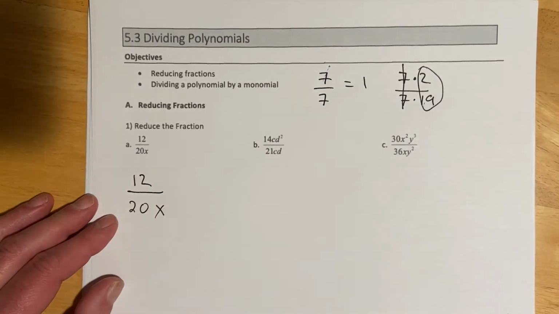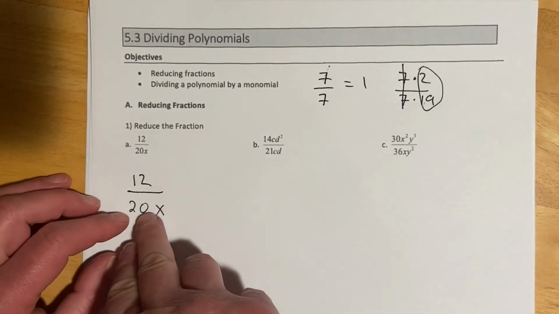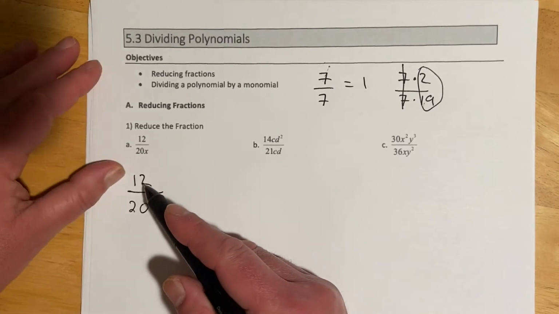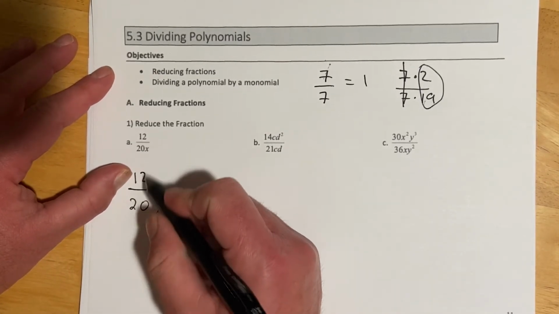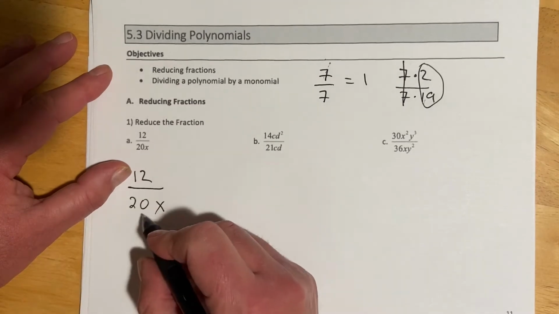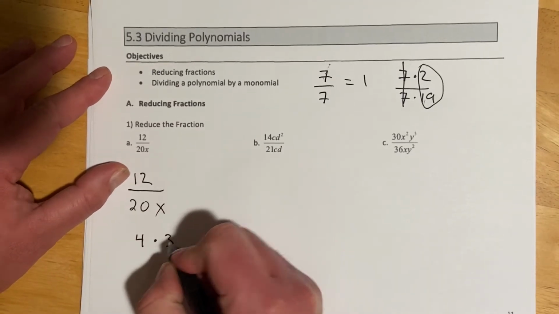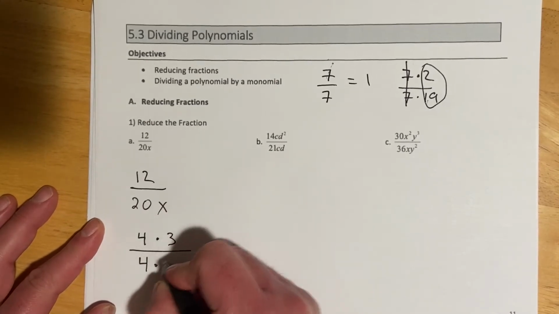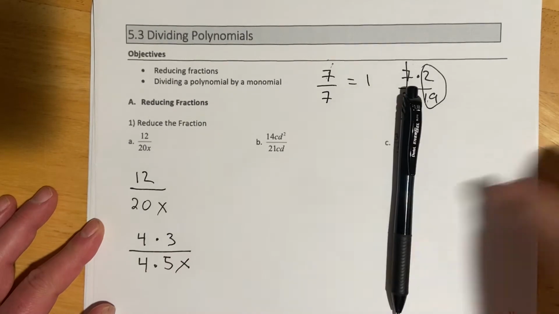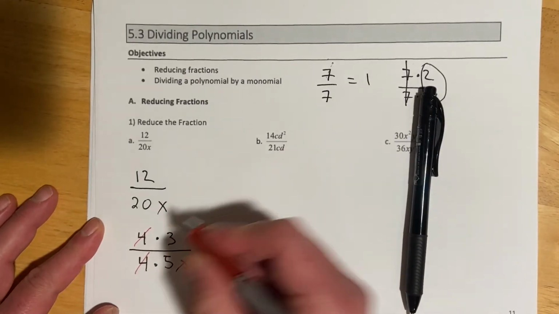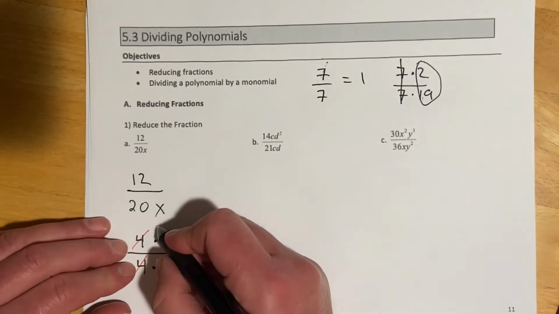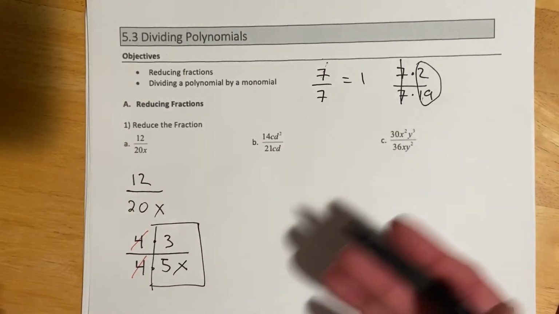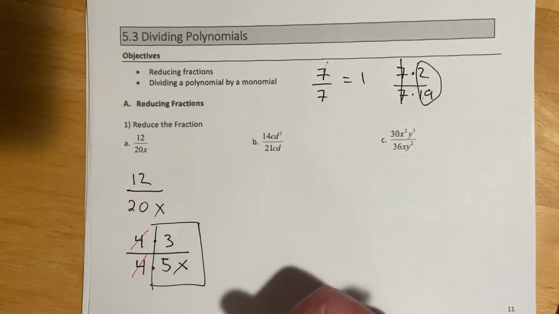I could factor these down to primes, which would be totally legitimate, but I'm going to try to make it a little easier where I can. If you can spot that 4 is the biggest thing that goes into 12 and 20, that's kind of nice, because then you can just think of the top as 4 times 3. The denominator, we can make 4 times 5x. And then see how 4 over 4 is 1. What's left right here is the reduced form of that fraction. So dividing is essentially just reducing.